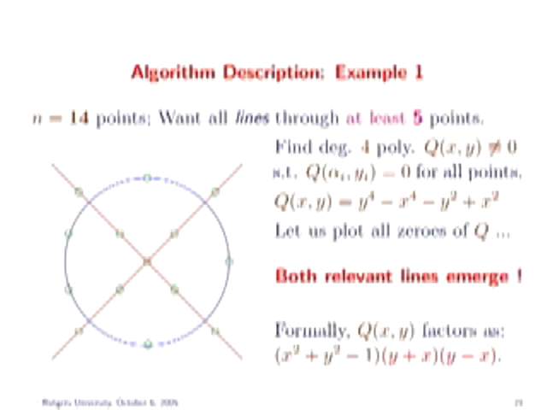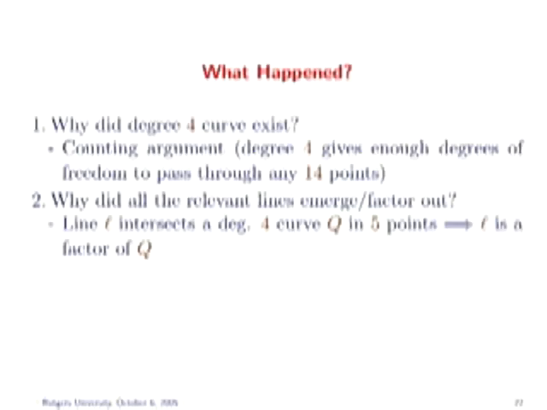Once we come up with this sort of mysterious explanation of this one instance, we can ask why did all of this happen? Were we just lucky on this one instance, or was there some theory behind it? And the theory turns out to be extremely simple. Why did this degree 4 polynomial exist? Well, it's a very simple counting argument.